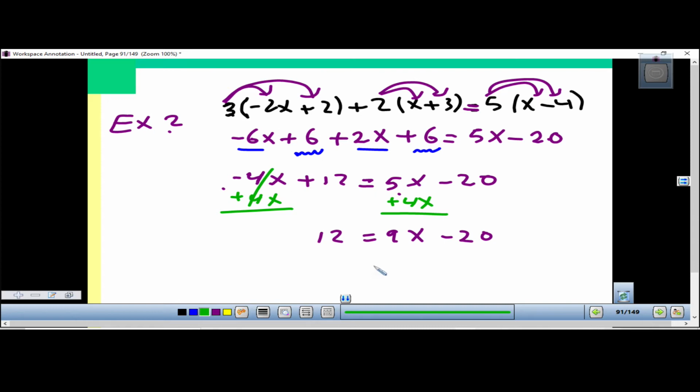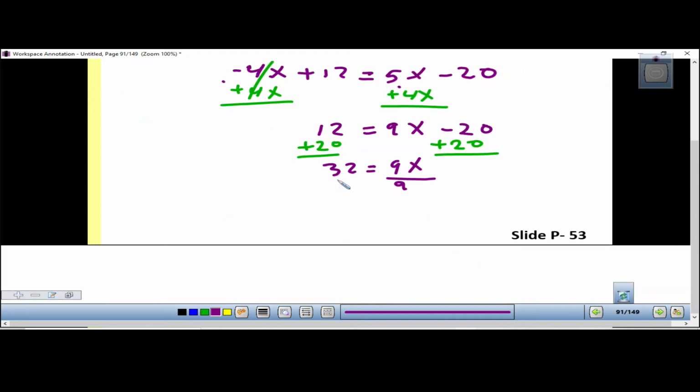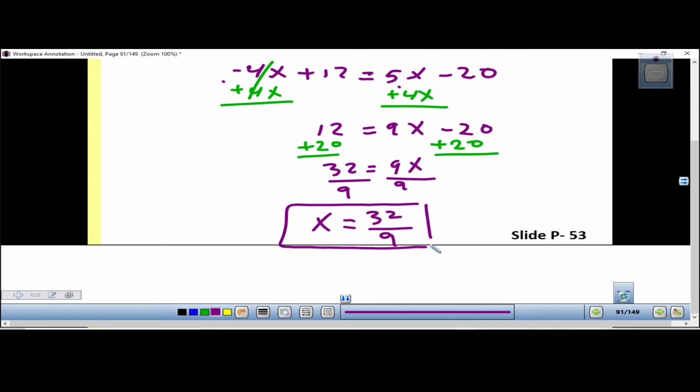Hello? I'm going to add the 20. Thank you. 20 plus 12 is how much? 32 equals 9x. I'm interested only in 1x, not 9 of them. So I have to divide both sides by that amount, which is going to give me a weird number. There's nothing wrong with that. 32 over 9. And I'm just going to leave it the way it is.